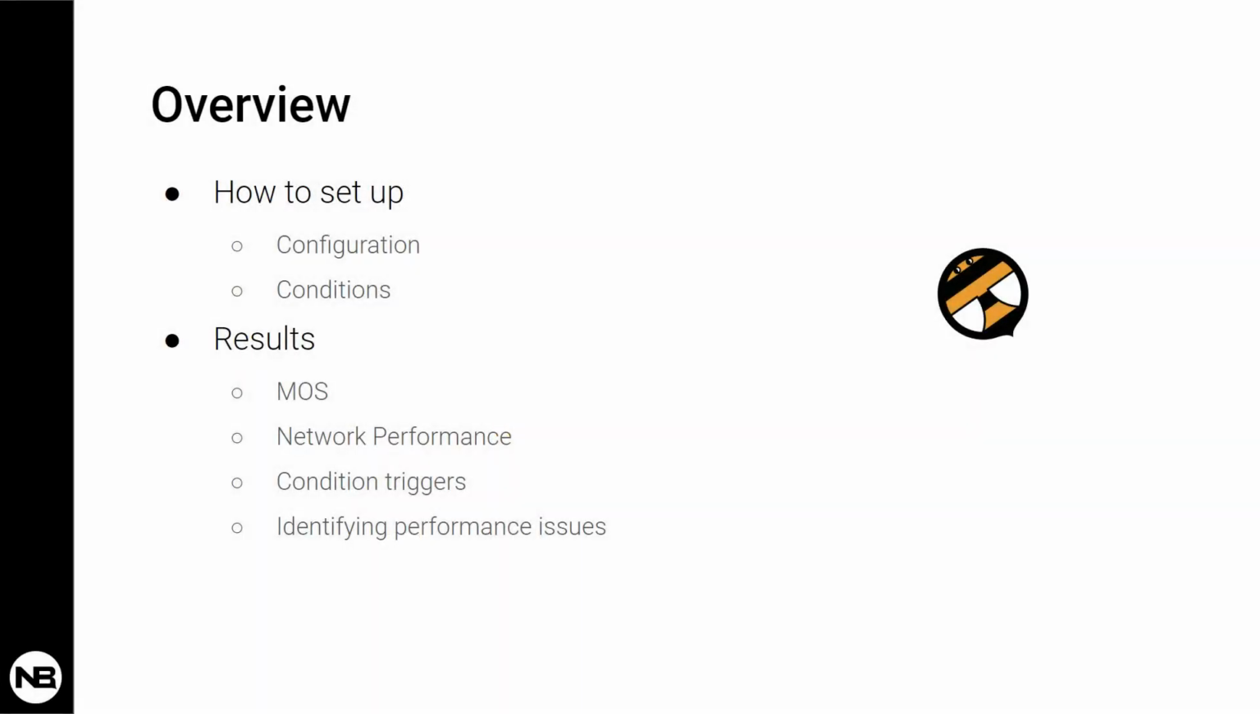So, just like part 1, I'm going to show you how to configure it, show you a couple things on conditions, then we're going to take a look at how to read the results, including MOS score, overall performance, revisit the triggers, and help identifying underlying performance issues.